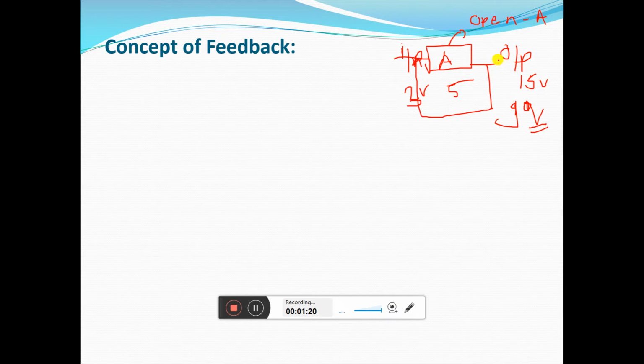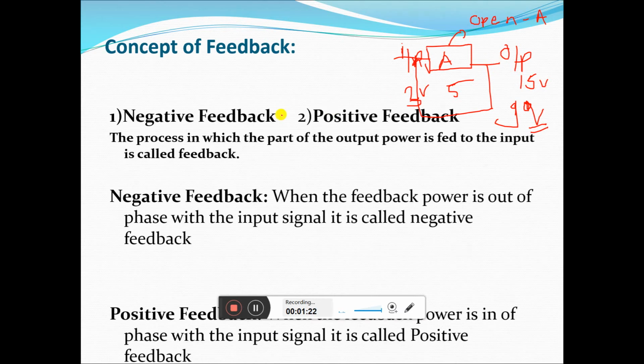In the operational amplifier there are two kinds of feedback. One is known as negative feedback, another is known as positive feedback. The process of taking the output power back to the input is known as feedback. What is meant by negative feedback? When the output signal taken to the input side is out of phase, it is known as negative feedback.